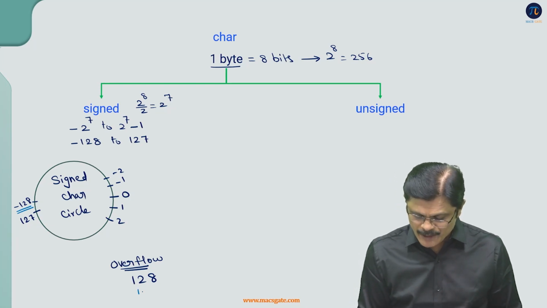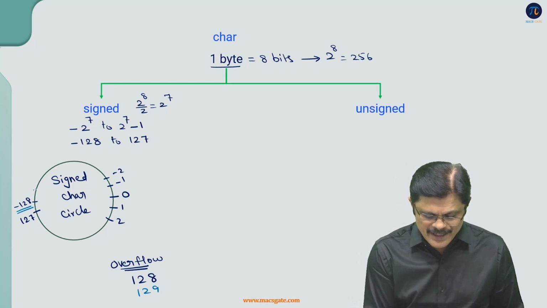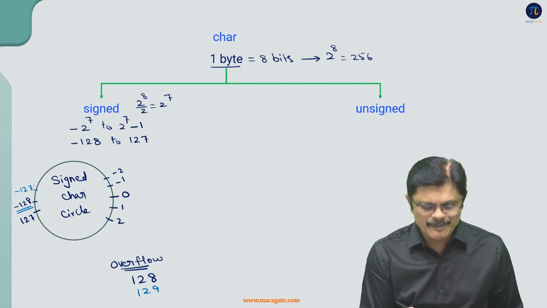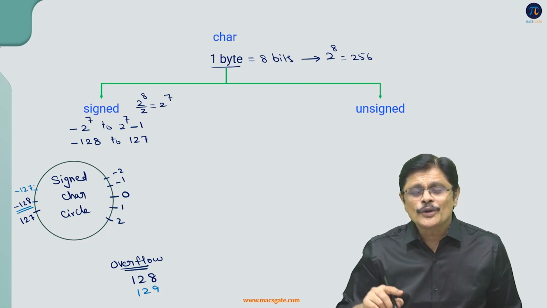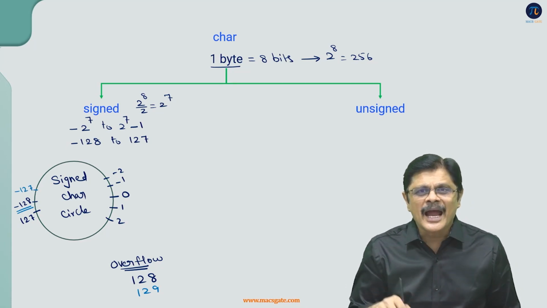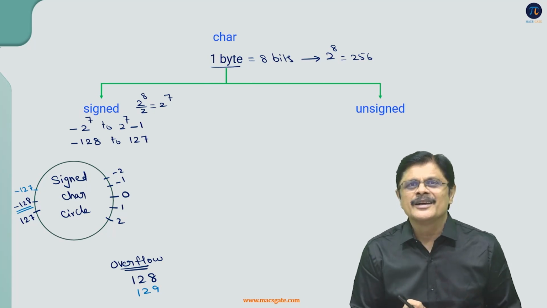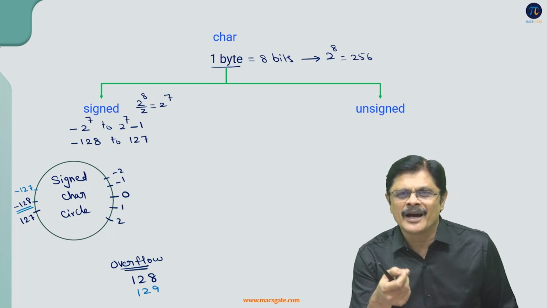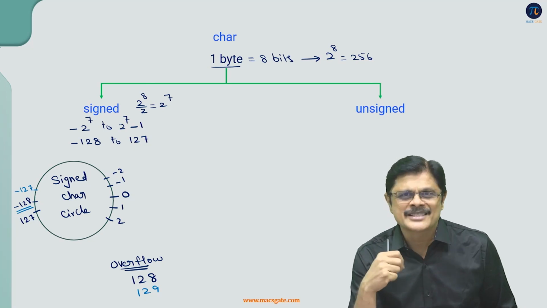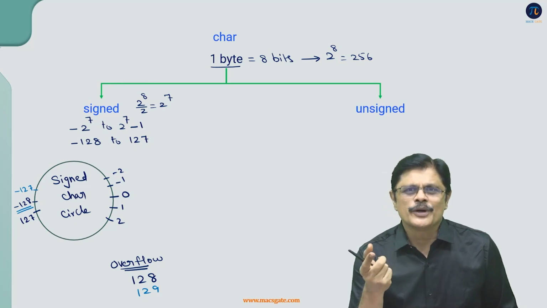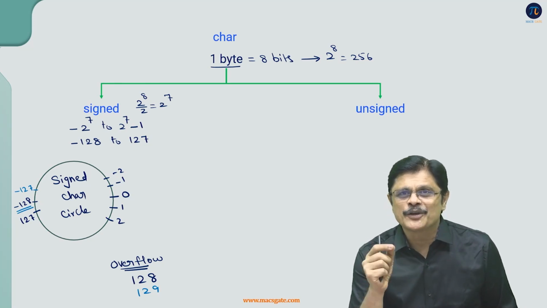Suppose you want to print 129, what is the next number? Minus 127 will be printed. So the overflow will happen and the corresponding number will be printed. Of course, it is implementation dependent, but most compilers will give this 2's complement value as the answer, my dear friends. So it is always better to verify with your compiler and check what the possible answer is.